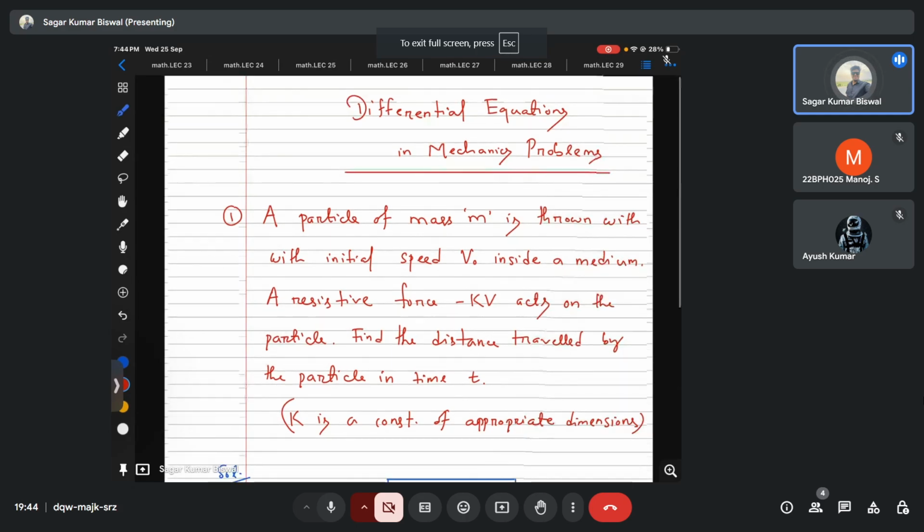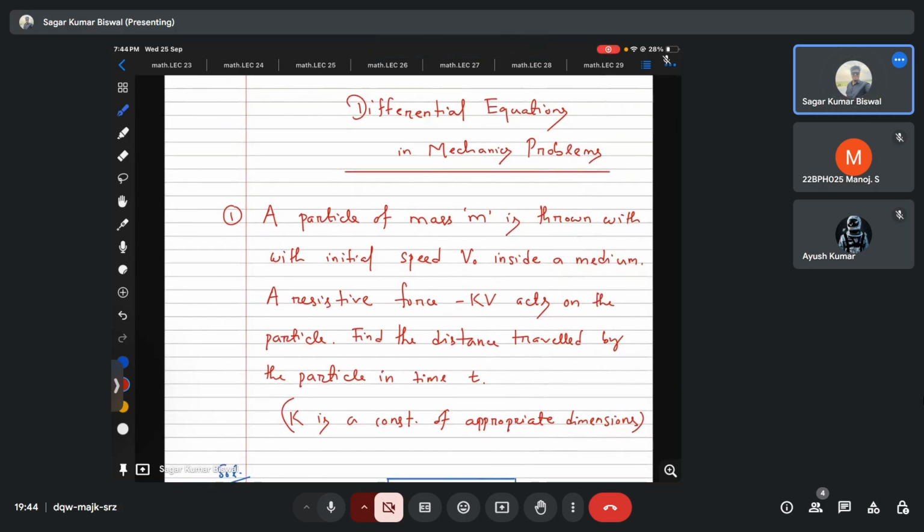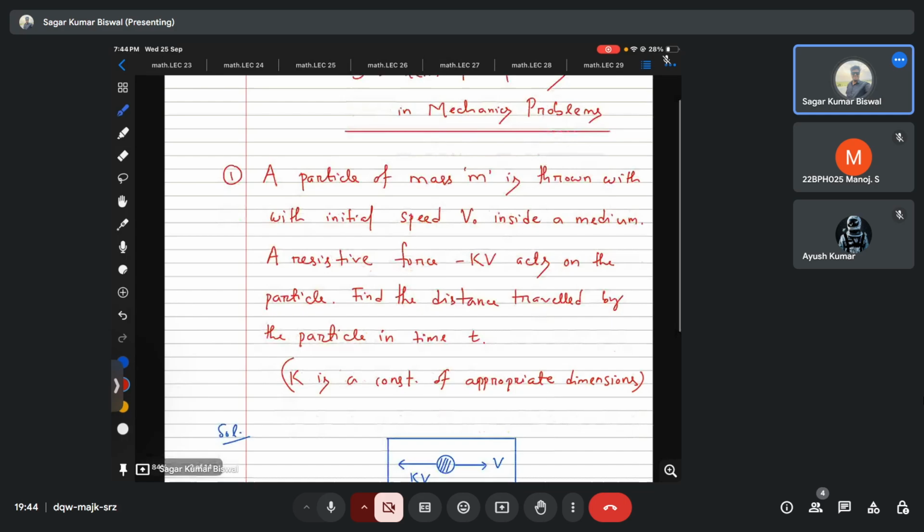So in the previous classes we discussed different kinds of differential equations, and today we are going to see how these differential equations are going to help us in solving some mechanics problems, right? So the heading is differential equations in mechanics. So here is the first problem.